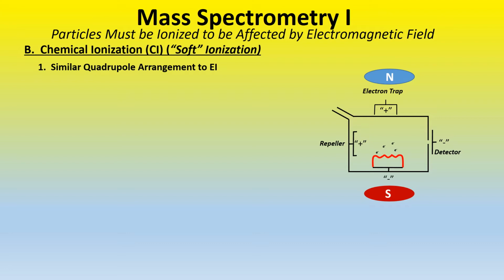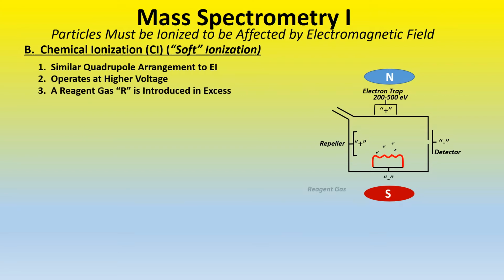Two major differences. First of all, this operates at a much higher voltage, approximately 2 to 500 electron volts. Also, what is called a reagent gas is introduced in high excess. Reagent gases are essentially small molecules. Things like methane, ammonia, water, butane are often used.